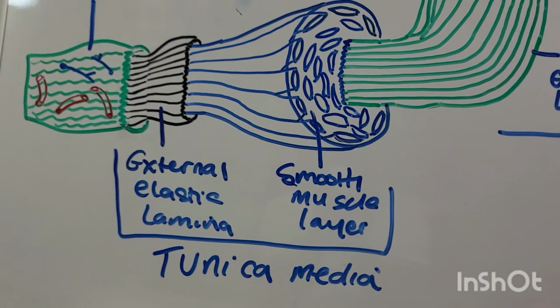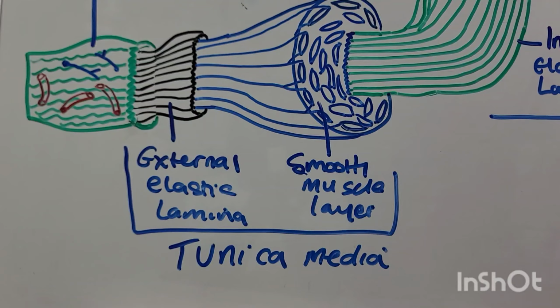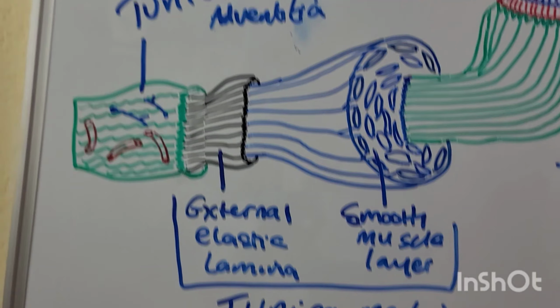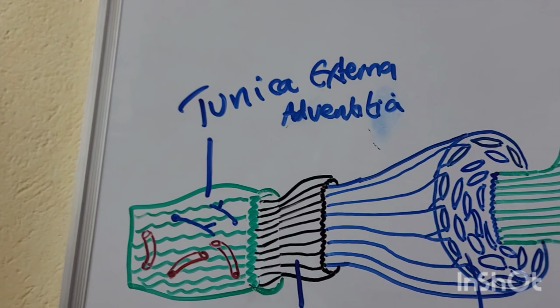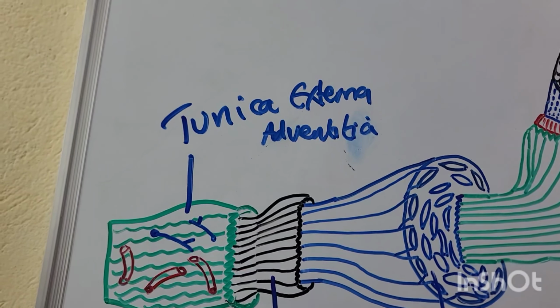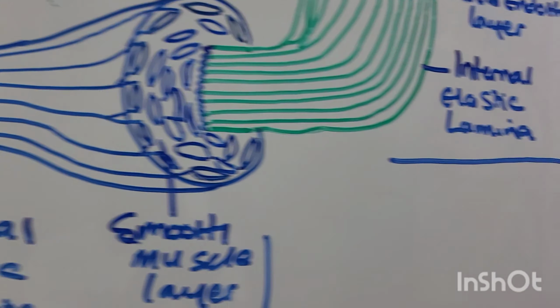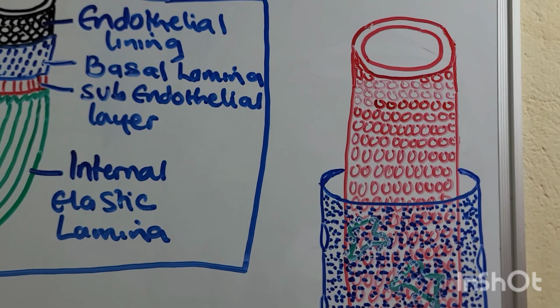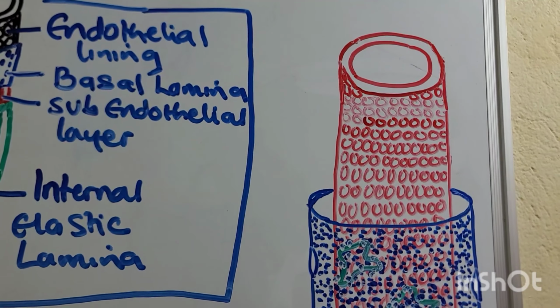And then when you come to the middle layer, which you call the tunica media, it is made up of the smooth muscle layer and the external elastic lamina. And then the last one outside, which is the tunica externa, also called the tunica adventitia. Now, when you come over to the capillary.